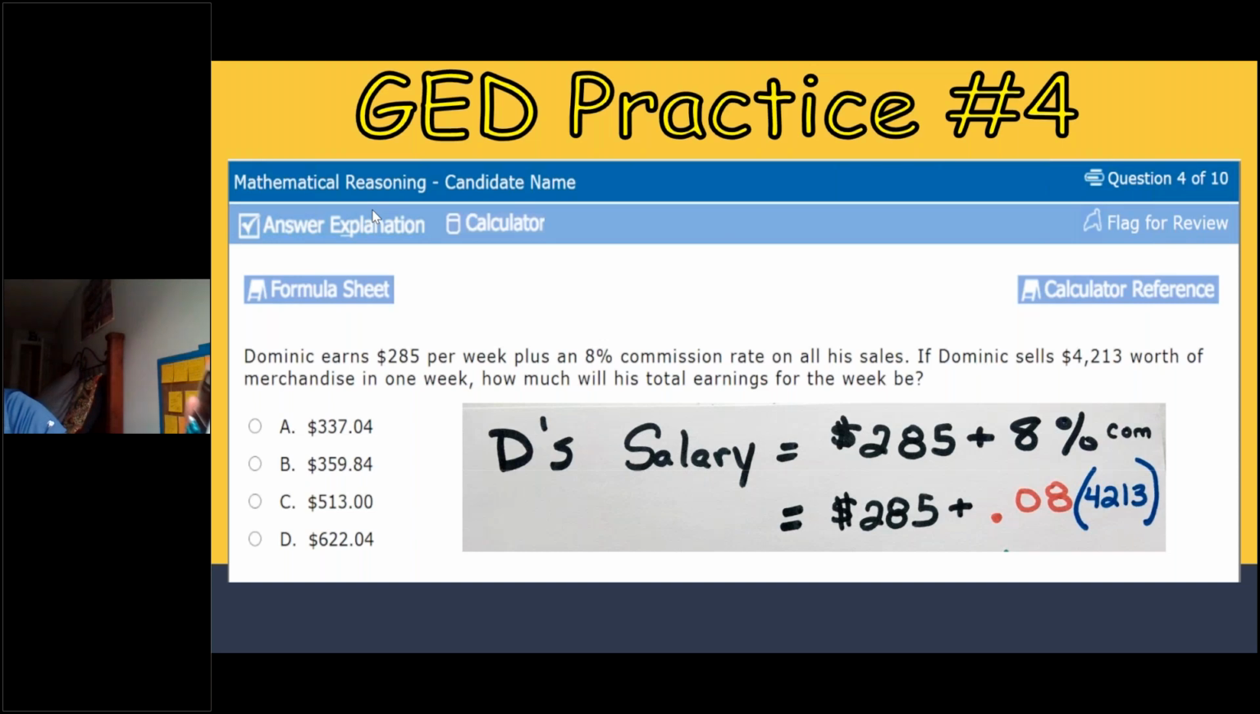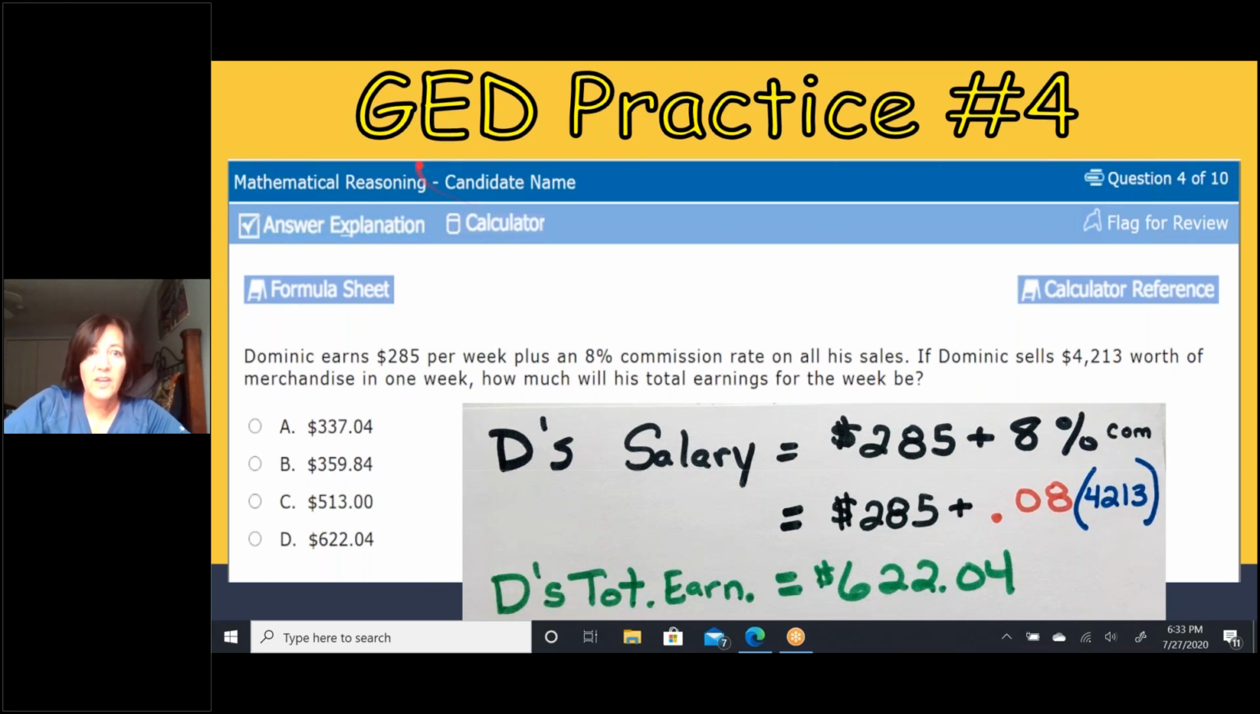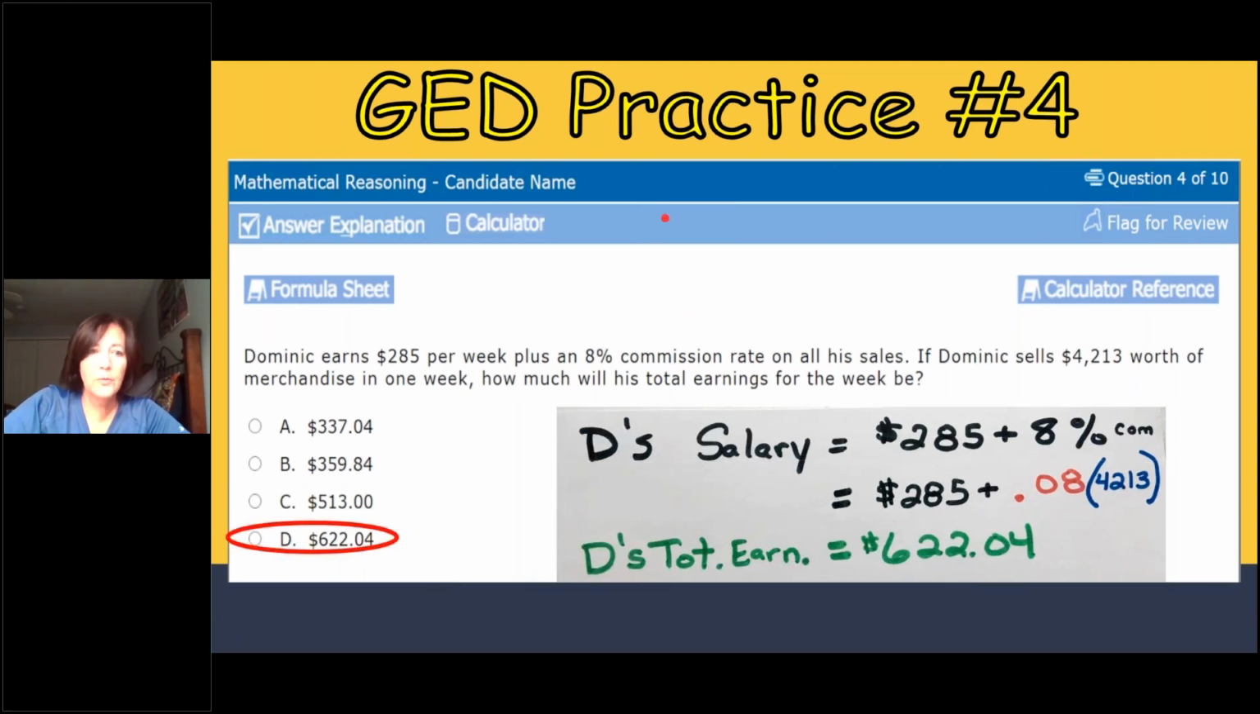So look at my screen. Make sure that it's correct. Good. My screen says exactly the equation that I have on my computer: 285 plus 8% times, open parentheses, 4,213, close parentheses. Now I press equals, and the answer, where's it at? $622.04. And that is one of our options, always good. So we select D.